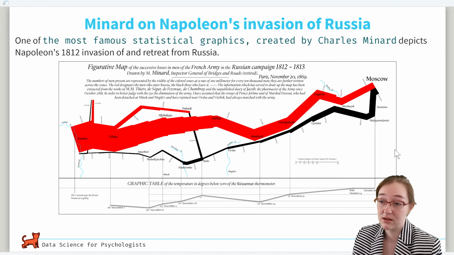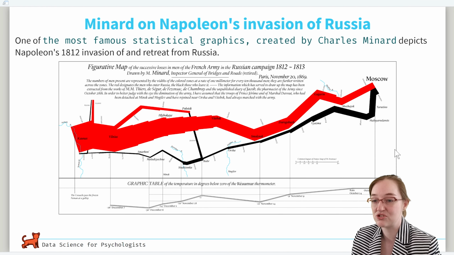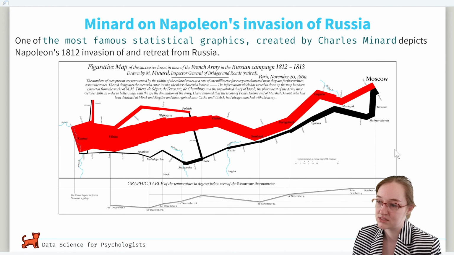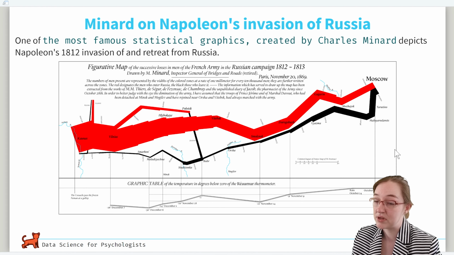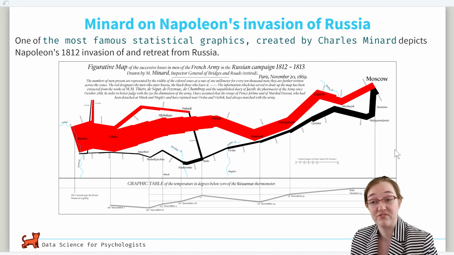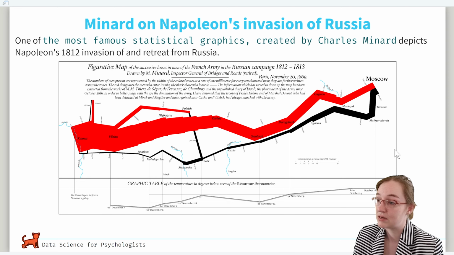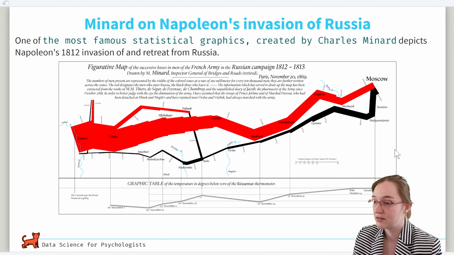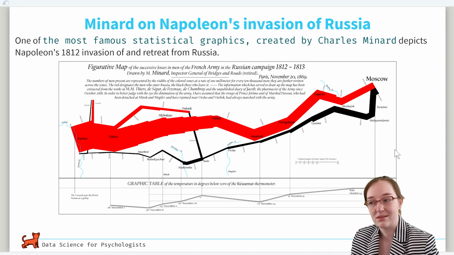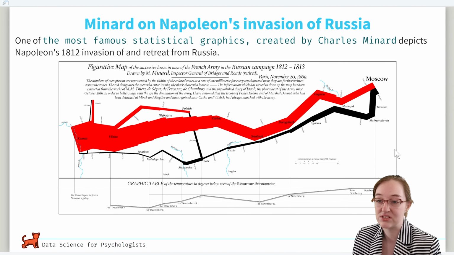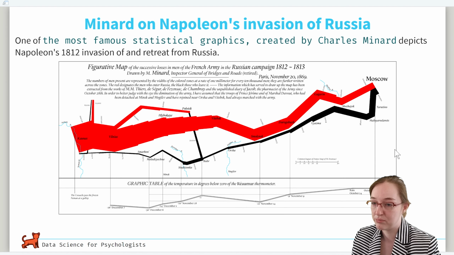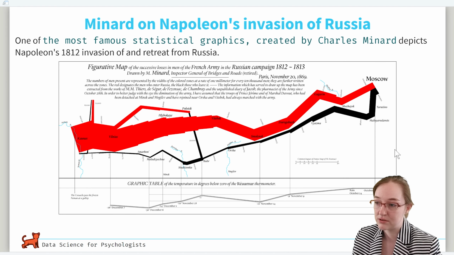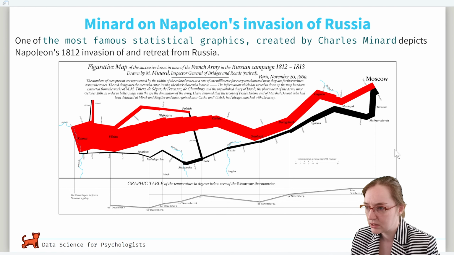The information which has served to draw up the map has been extracted from the works of M.M. Thiers, de Segur, and all these other people, as well as an unpublished diary of Jacob, the pharmacist of the army, since October 28th. So in order to better judge with the eye the dimensions of the army, I have assumed the troops of Prince Jerome and the Marshal Davout, who were detached at Minsk and Mogilev and rejoined, had always marched with the army.